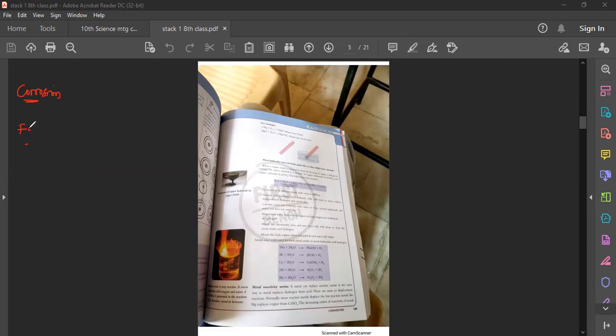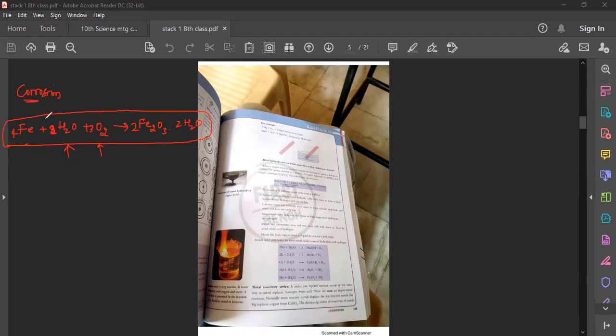Whenever iron reacts with the water vapor and the oxygen present in the air, it will form iron oxide, Fe2O3.2H2O. That is the equation for corrosion: 4Fe plus 3O2 plus 2H2O gives 2Fe2O3.2H2O. So this is the complete corrosion equation. But for corrosion, what are the important conditions required? One is water, the other one is oxygen.